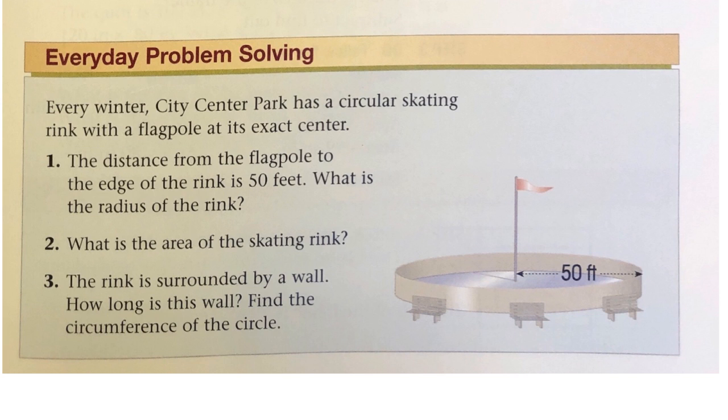For everyday problem solving. Every winter, City Center Park has a circular skating rink with a flagpole at its exact center. The distance from the flagpole to the edge of the rink is 50 feet. So what's the radius of the rink? If from the center at the flagpole to the edge is 50 feet, then that is the radius. The radius is 50 feet.